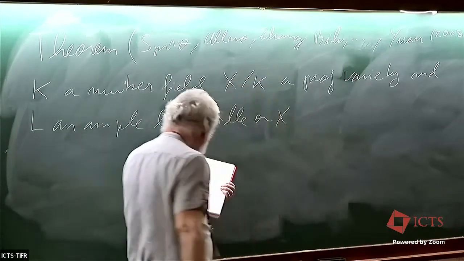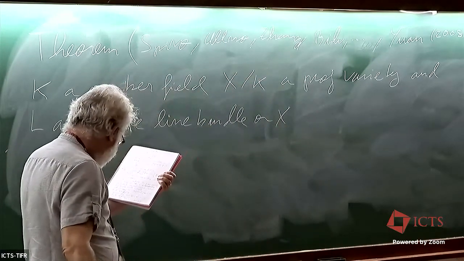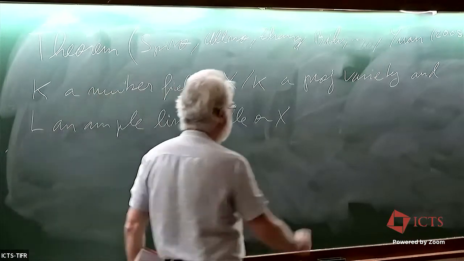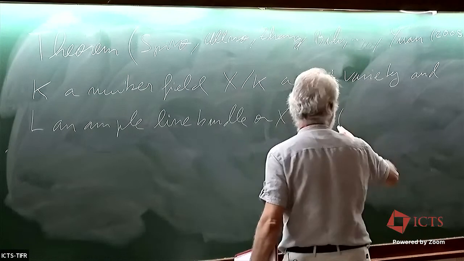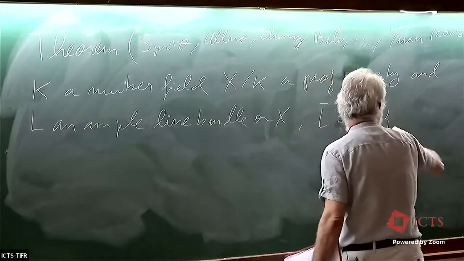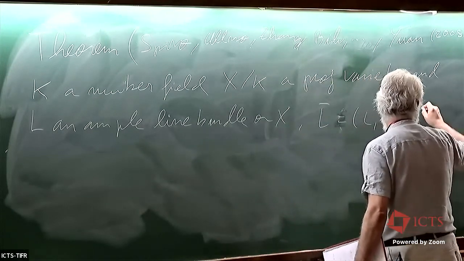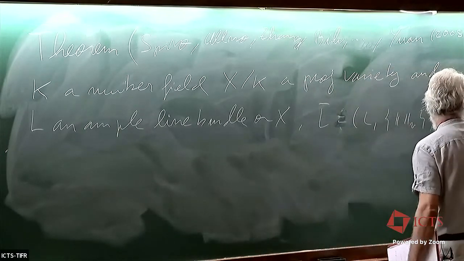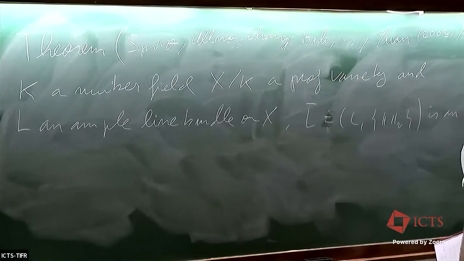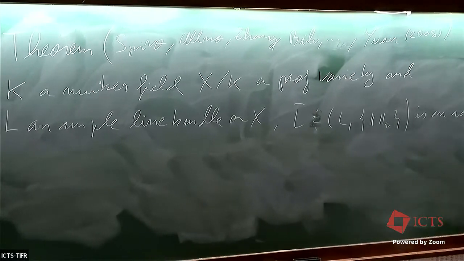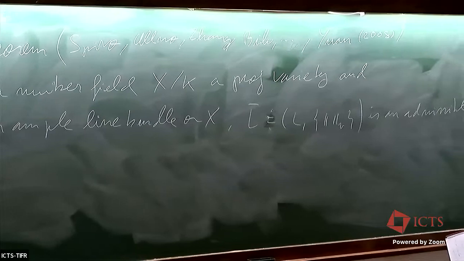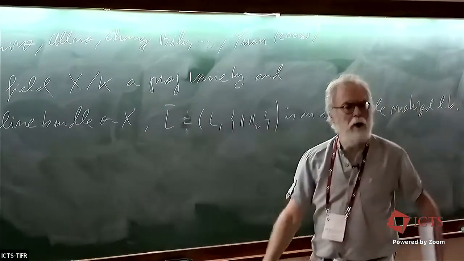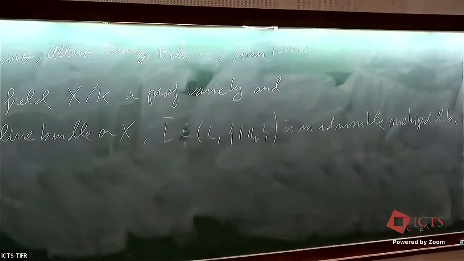On X. And now assume that L bar, which is just the pair L and a bunch of metrics, is an admissible metrized line bundle. So a limit of a smooth semi-positive metric, as I have explained.